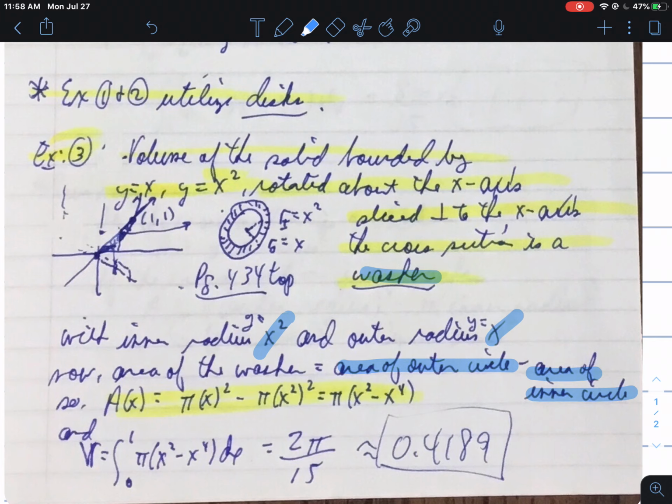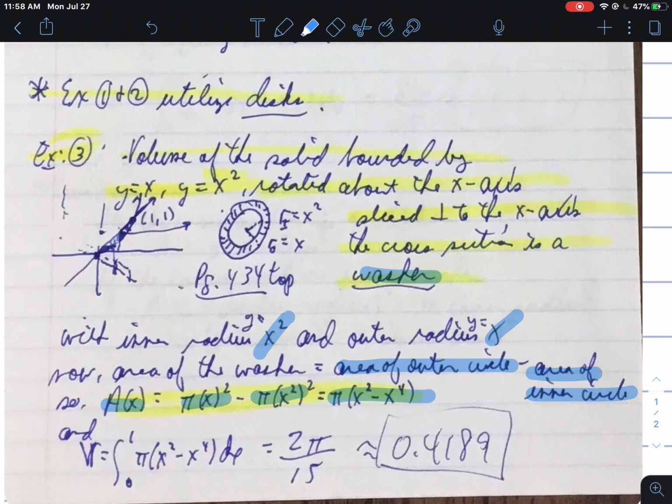So then our area function, A of x, is the area of the outer circle, pi times the radius squared, minus the area of the inner circle, pi times the radius squared, right? The radius is x squared, squared. And then all I did from there is factor out the pi, and I've got pi times x squared minus x to the fourth, right? X squared squared. And there's our area function.